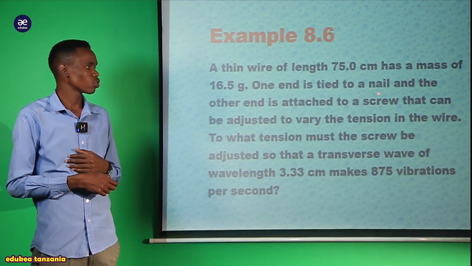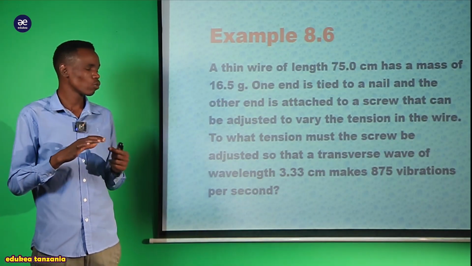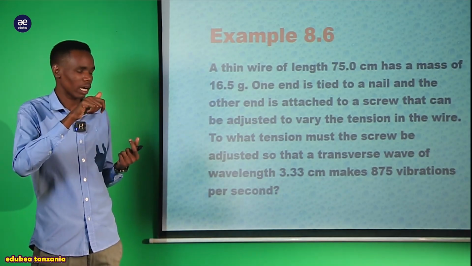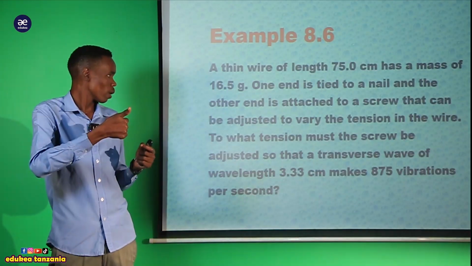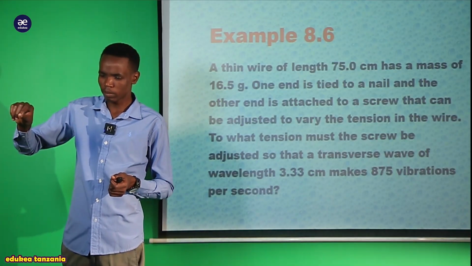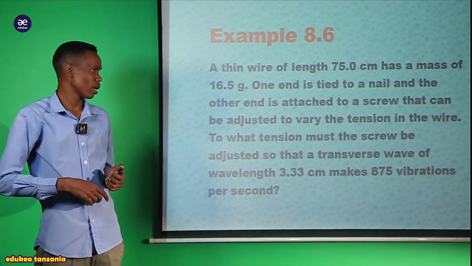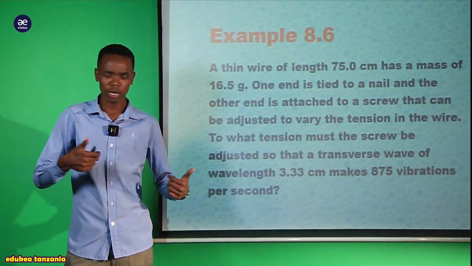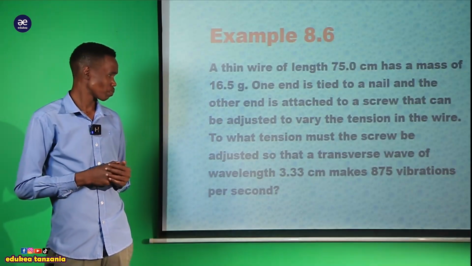One end is tied to a nail and the other end is attached to a screw. One end was tied to a nail, on the wall, where there is a nail and they tied it there. Then on the other end they attached it to a screw. A screw is something that has the ability to rotate. So they attached it to the screw, which, as it says, can be adjusted to vary the tension. So here they were trying to adjust it in order to create the tension, my dear students.